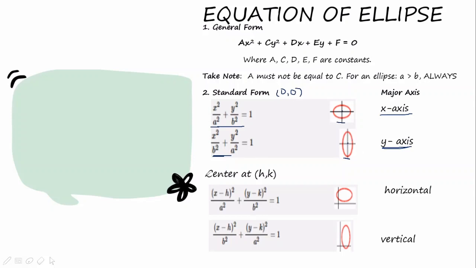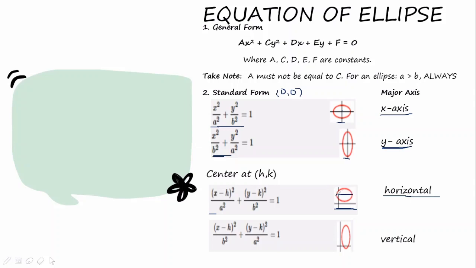Next is the standard form if the center is at (h, k). We have two also. The first one is the quantity of x minus h squared all over a squared plus the quantity of y minus k squared all over b squared equals 1. We can use this equation if, again, the center is (h, k) and the major axis is horizontal, like in figure number 3. Okay? So our major axis here is horizontal.